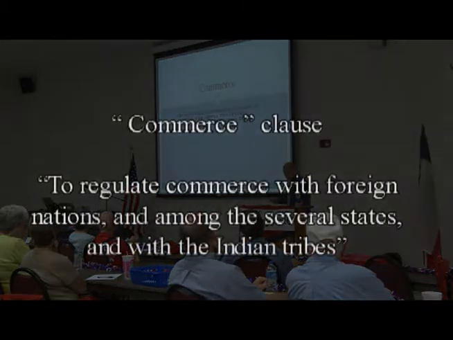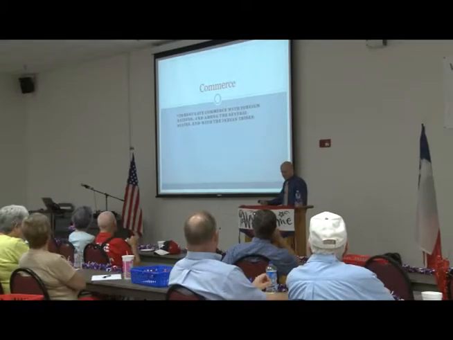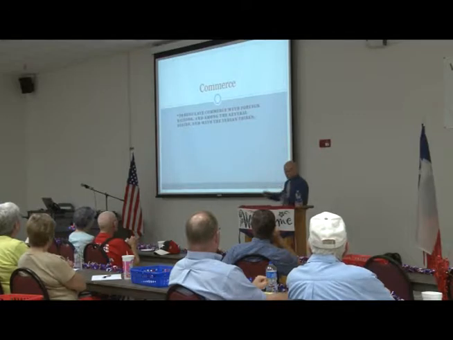So the Commerce Clause says to regulate commerce with foreign nations. It's also under Article 1, Section 8: to regulate commerce with foreign nations, and among the several states, and with Indian tribes. Now, the part about among the several states was the part of most contention. The other ones were kind of understood: foreign nations, tariffs and all that kind of stuff, and Indian tribes. But commerce among the several states.